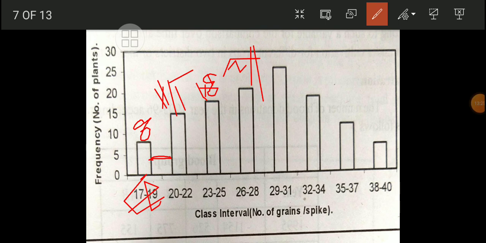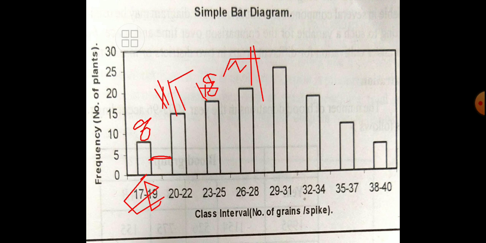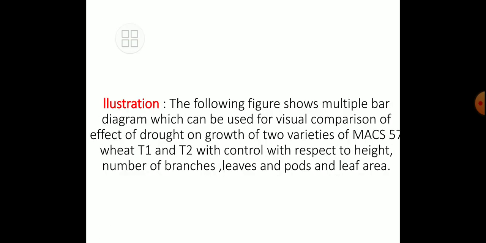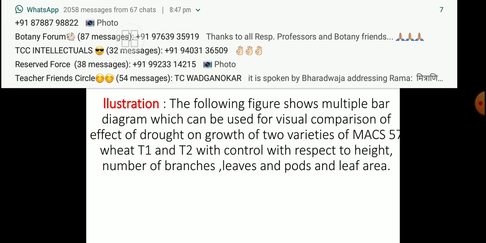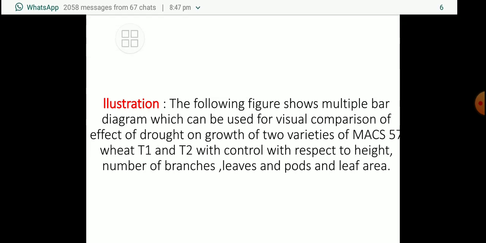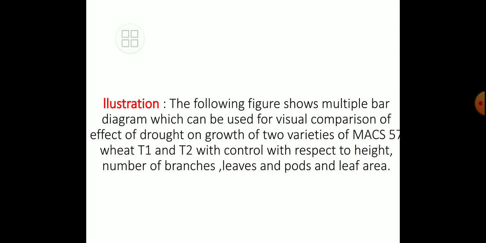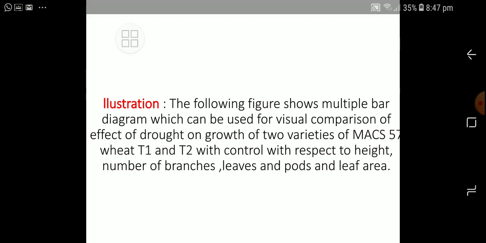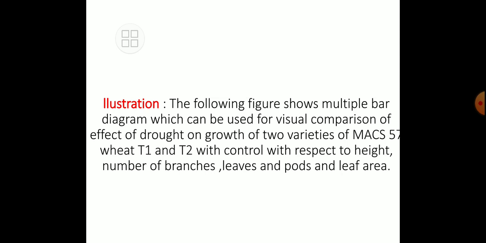Friends, after this, getting idea about simple bar diagram. These are the vertical bars, equally spaced, isn't it? Now we have to get idea about the other type, that is multiple bar diagram. I have to get idea about multiple bar diagram. Example of that is given here.